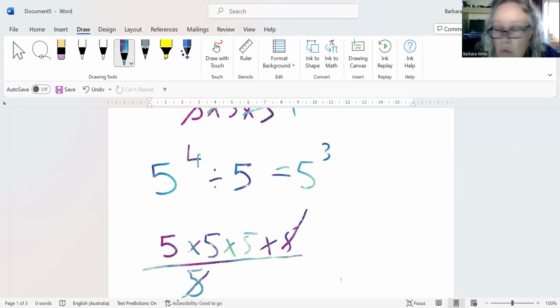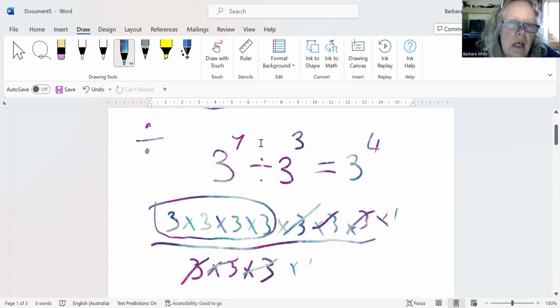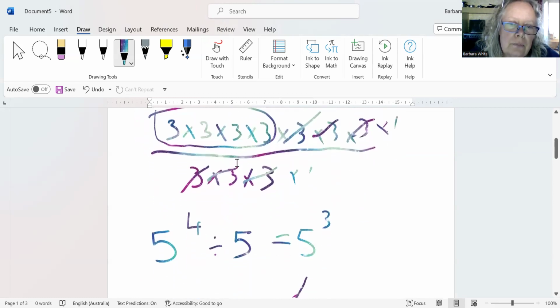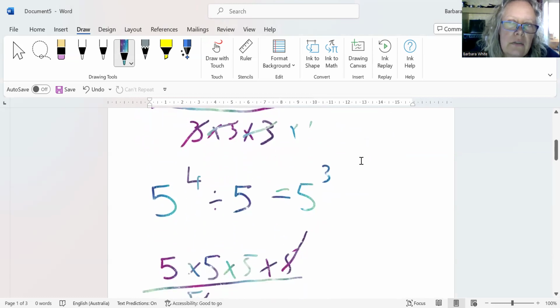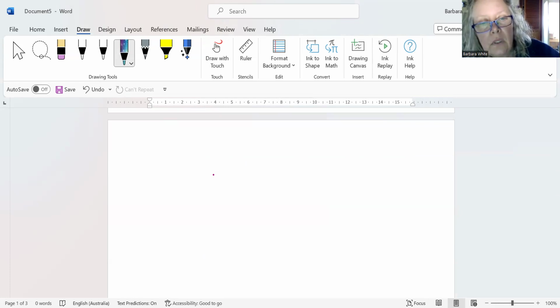So the quotient law, maybe you've worked it out. Let's go back and have a look. We got 3 to the power of 7 divided by 3 to the power of 3. We can go 7 take 3 equals 4. We can go 4 take 1 equals 3. So the quotient law, nice and easy. Let's write that again.